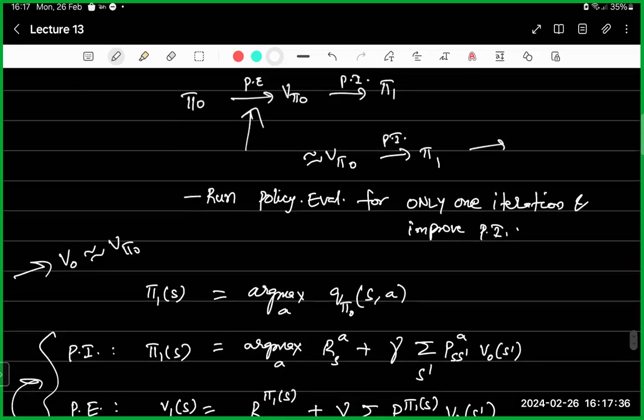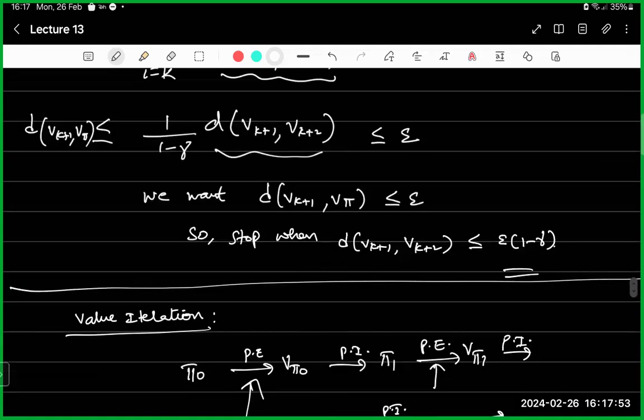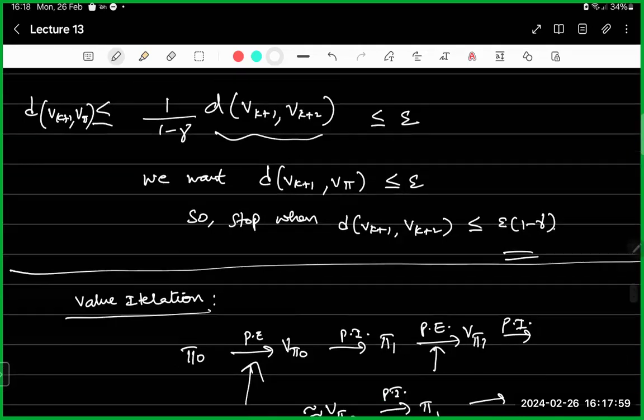Everywhere the same algorithm, like you'll improve once, evaluate once. So this step is done only for one iteration. That's what I mean. Instead of doing it for this many iterations, we'll just do it once. Okay.